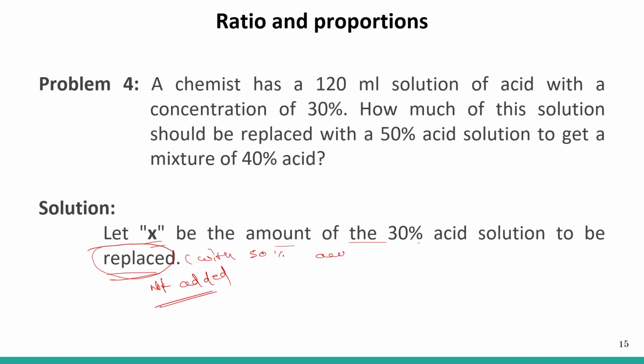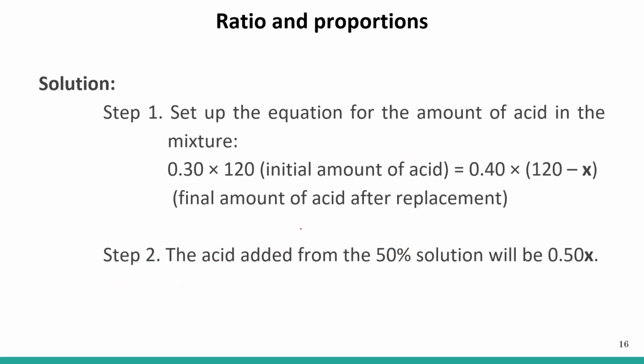With 50% acid solution, right? As we have right here, replaced with 50% acid solution. So let's see the step-by-step solution. In step 1, we set up an equation for the amount of acid in the mixture. So 0.30 into 120, that is the initial amount of acid, is equal to what? 0.40 into (120 minus x) as the final amount of acid after replacement.